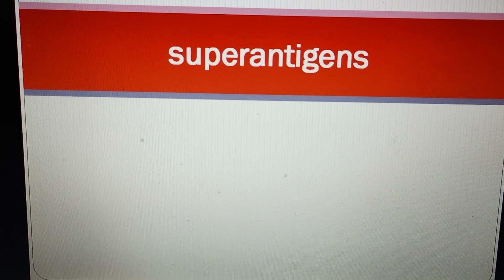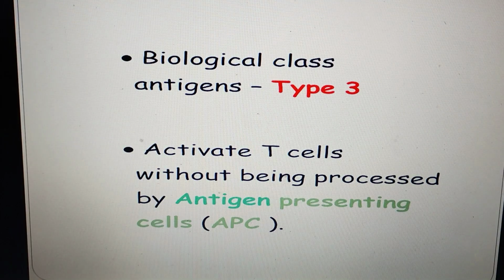Today we will discuss superantigens. So this belongs to biological class antigen type 3. There is a type 1 and type 2. This belongs to superantigens, class 3. What happens is it activates T cells without getting processed by antigen presenting cells.